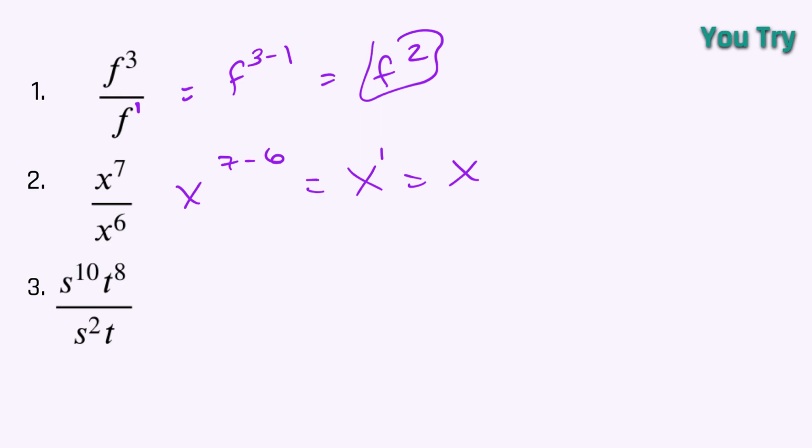This next one, we can only do it with like bases, so the s's are one thing and the t's are another. So here we're going to have s to the 10 minus 2 times t to the 8 minus 1. So I'm left with s to the 8th, t to the 7th. That is not a 7. 7th.